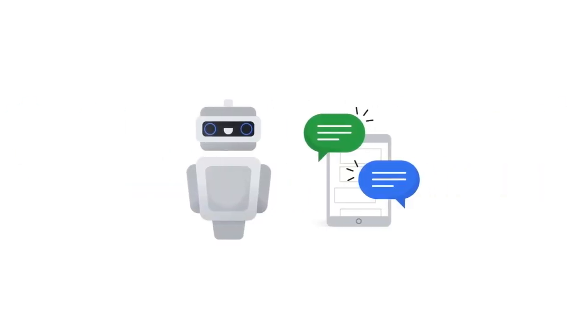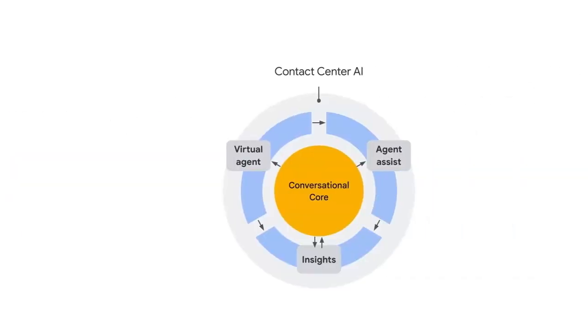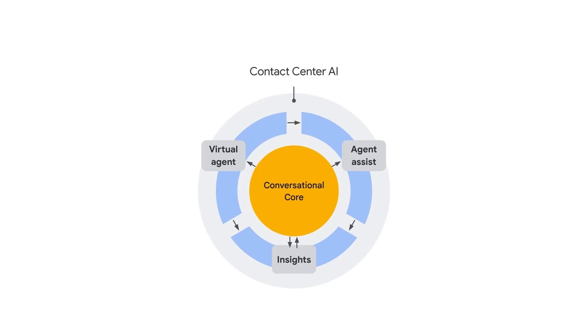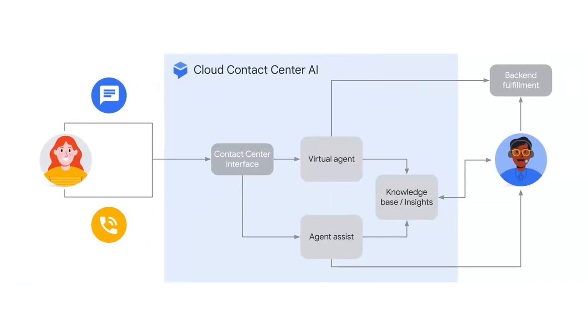Contact Center Artificial Intelligence is Google's solution to apply AI in contact centers. The goal is to use AI to increase the customer satisfaction and the operational efficiency while requiring minimum AI expertise. At the center of Contact Center AI is the conversational core, which empowers three major components: Virtual Agent, Agent Assist, and Insights. Let's briefly look at how Contact Center AI works.